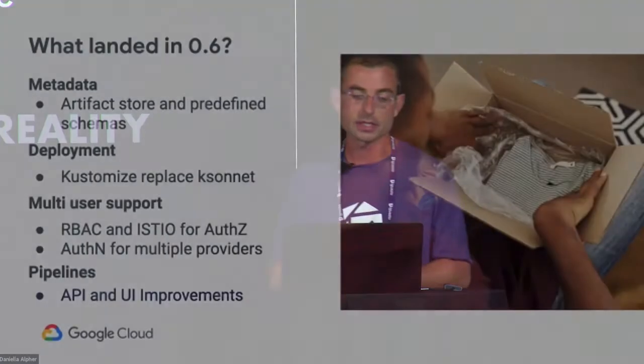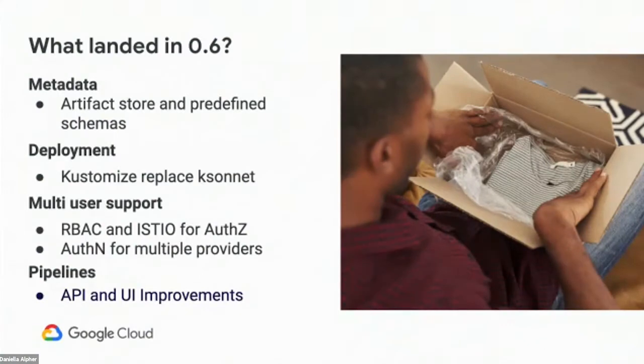So we do quarterly releases. And so here are some of the quick highlights in 0.6. One, it was the initial release of our metadata and artifact tracking solution. The second big thing was we made some significant improvements to our deployment story and using more modern deployment technologies in Kubernetes. A big ask from our customers was adding multi-user support.